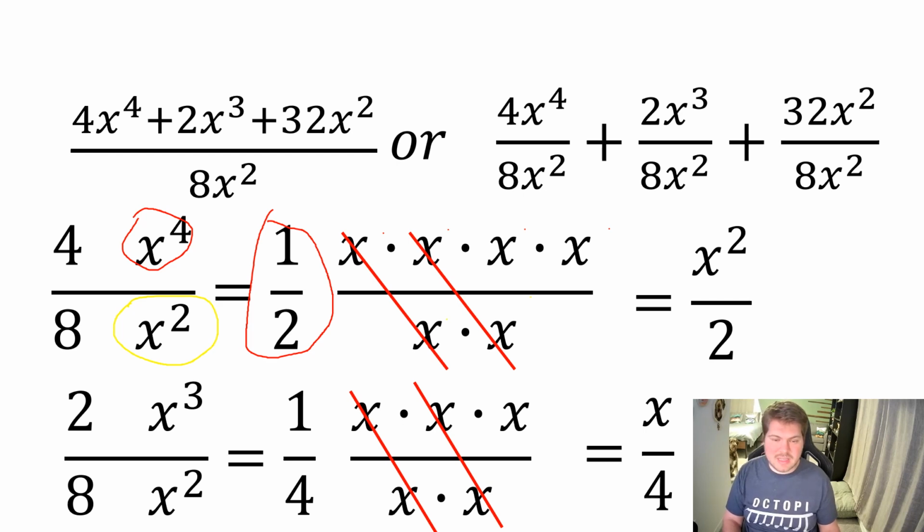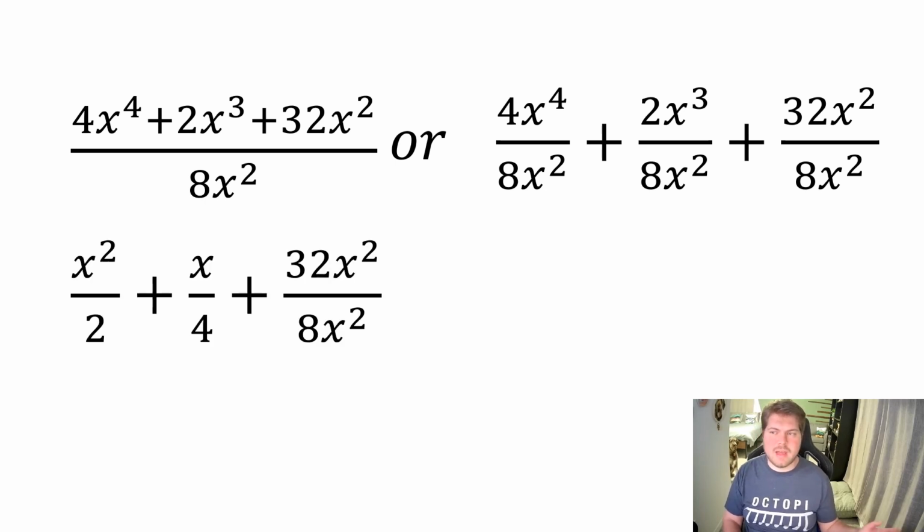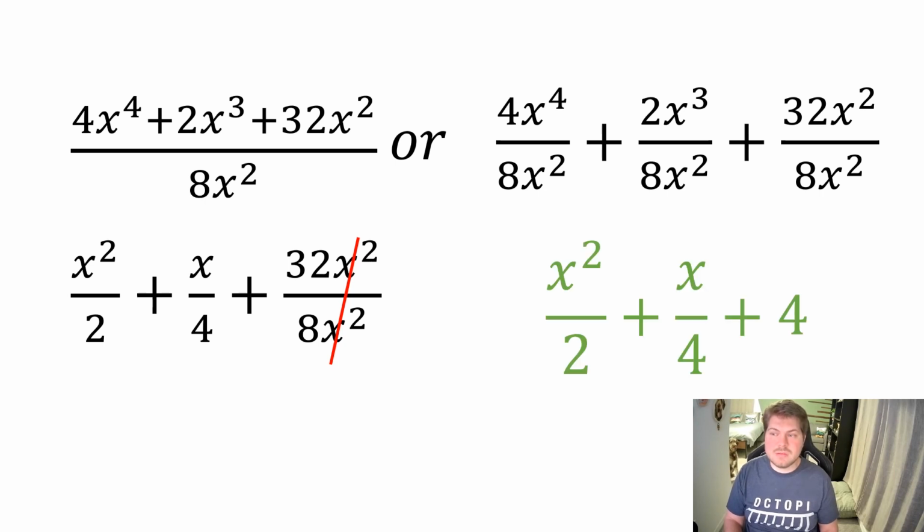That's a lot to take in for a second, but that's as much as I can kind of break it down to hopefully make sense of what's happening, which I'll discuss after I do the last term. All right, so we've made it this far where we have x squared divided by 2 plus x over 4 plus 32x squared divided by 8x squared. Now, I'm not going to do this one out because I think you get the fact that x squared divided by x squared cancels out. And then 32 divided by 8 is 4. So this would be our final answer.